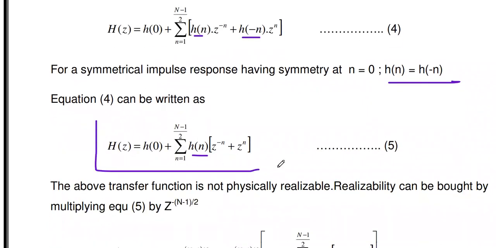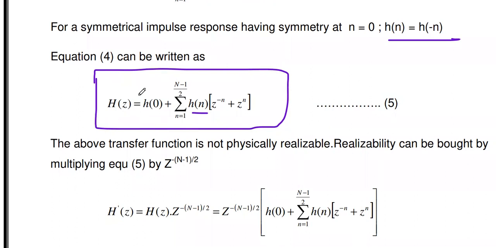So we may reduce the transfer function H of z equal to H of 0 plus summation n equal to 1 to (N minus 1)/2 of H of n times (z power minus n plus z power n). This is the transfer function of our FIR filter. But this transfer function is not physically realizable. It is an anti-causal filter, which means it depends on the values of future samples also. Anti-causal systems are not physically realizable.